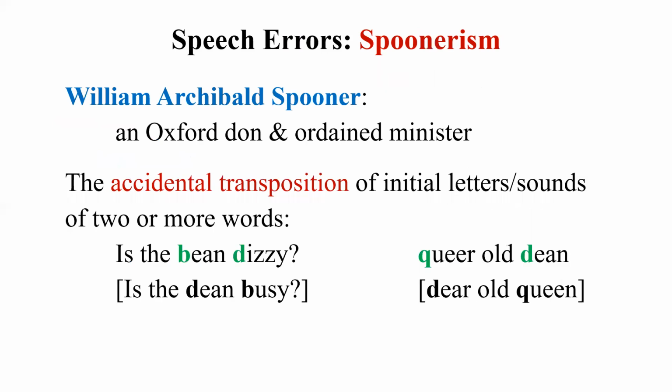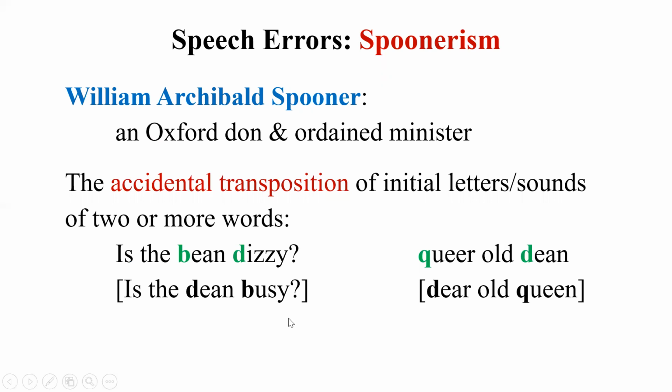Next. Under this category, we make a lot of mistakes, speech errors. One of the speech errors is Spoonerism, named after William Archibald Spooner, an Oxford don and ordained minister, a priest. He was known for making this mistake. He transposed the initial sounds of different words. Look at this example. Instead of asking, "Is the dean busy?" Spooner asked, "Is the bean dizzy?"